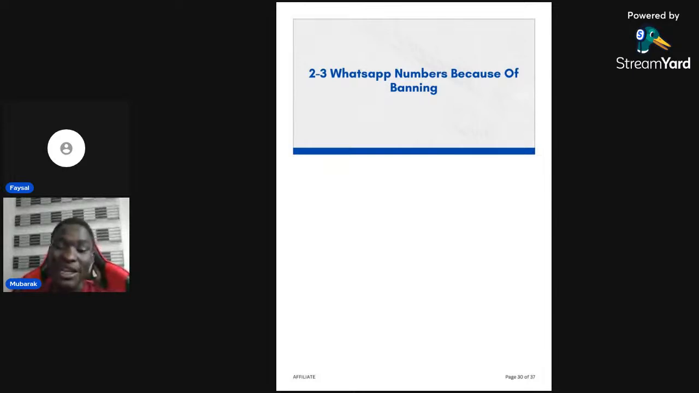So they will be resting. You use this one this time around, it gets banned, you recover it. And if you're using 2 to 3 WhatsApp numbers and they ban you permanently, because it happens sometimes, you might not lose all your leads. You get this point? So that's the thing.